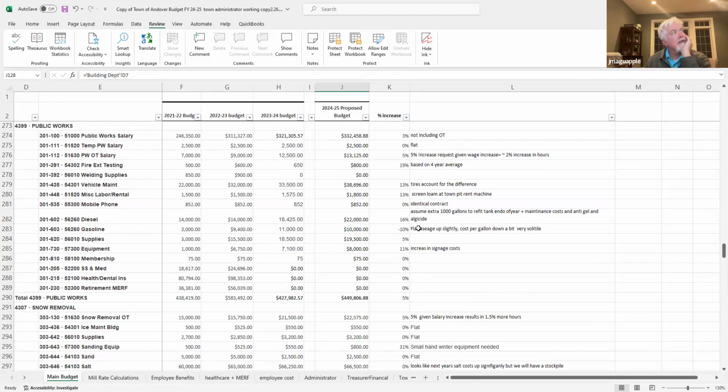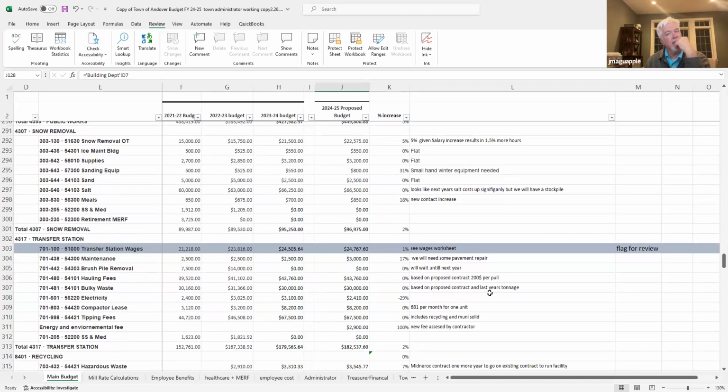You are flagging the transfer station. You flagged on the spreadsheet I have the transfer station wages. Is there a reason? I was just surprised that it only went up 1% when everything else was 4%. But I looked at the number of hours we're working and it seems right. So I'm comfortable with pushing that through the way it is. So you can take that flag off. I did relook at that since I did the sheet.